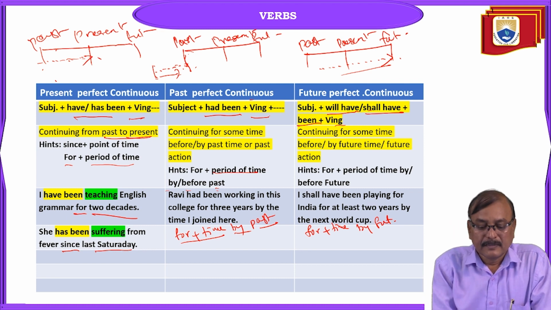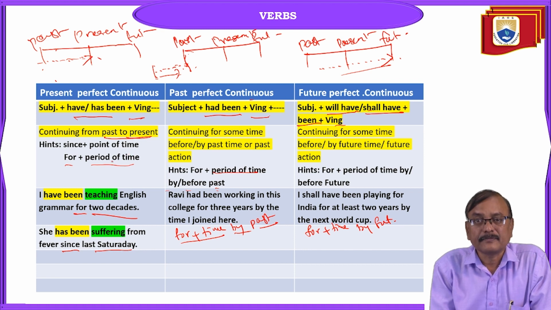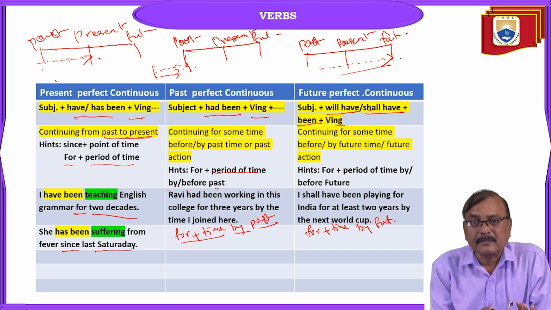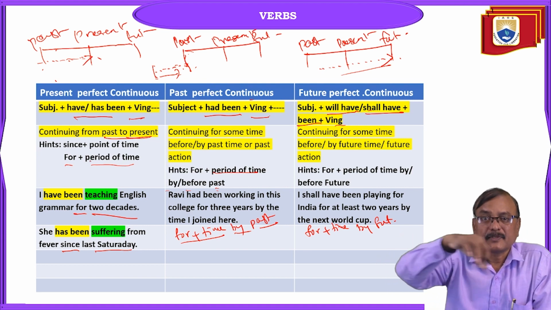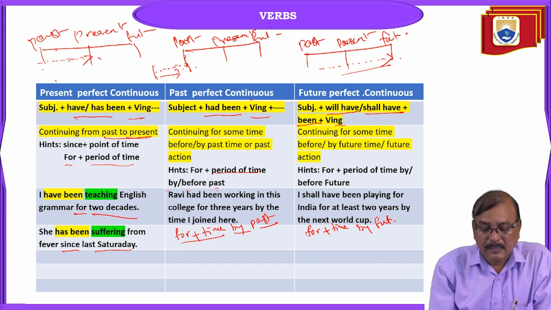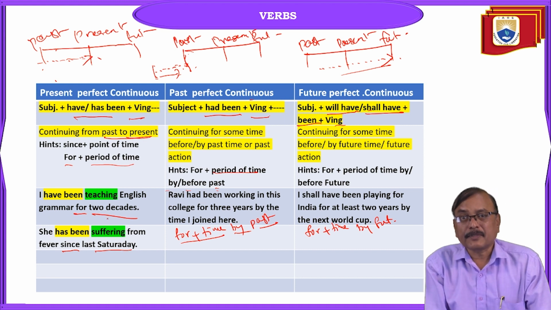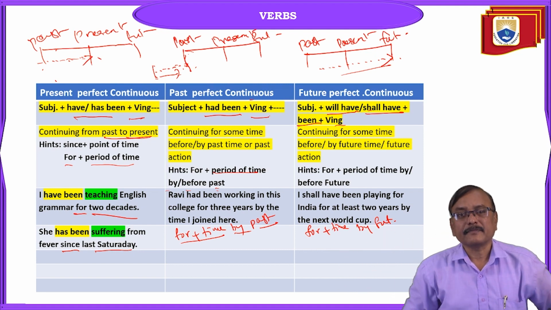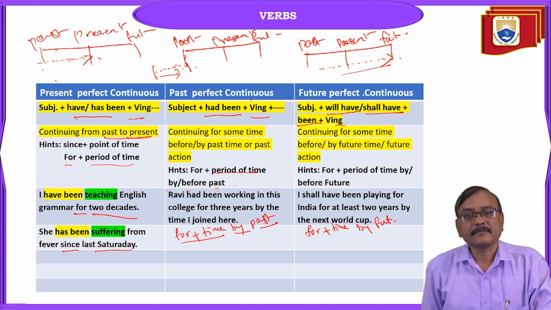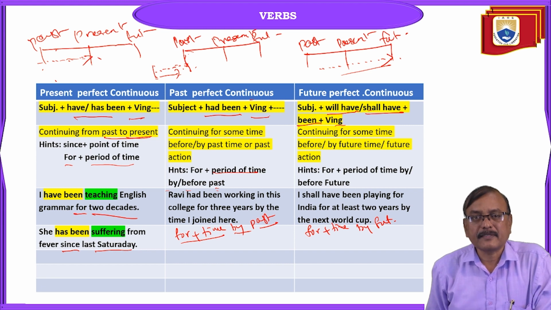Then hints for present perfect continuous tense: since plus point of time, or for plus period of time. Point of time means since plus the starting point of the action, or for plus the duration of the action. Example: I have been teaching English grammar for 2 decades. Means 2 decades ago it was started, now also it is continuing. That means past to present. The action has been continuing. That is present perfect continuous.